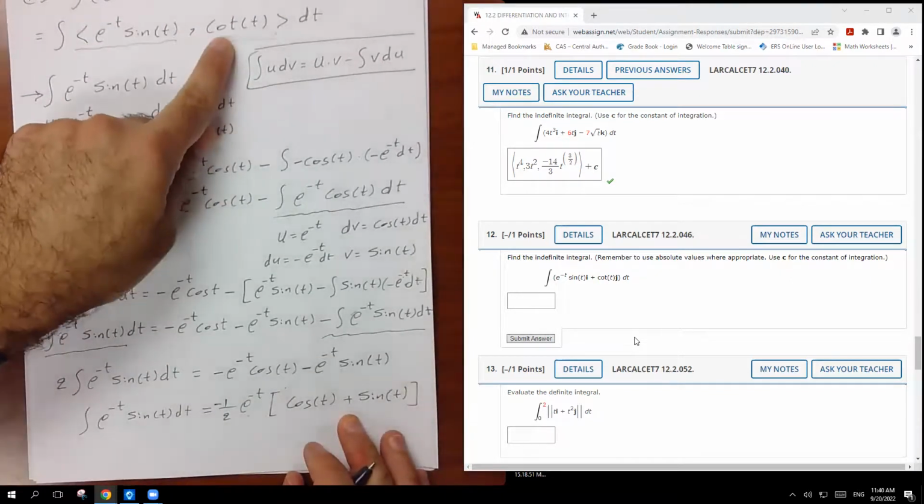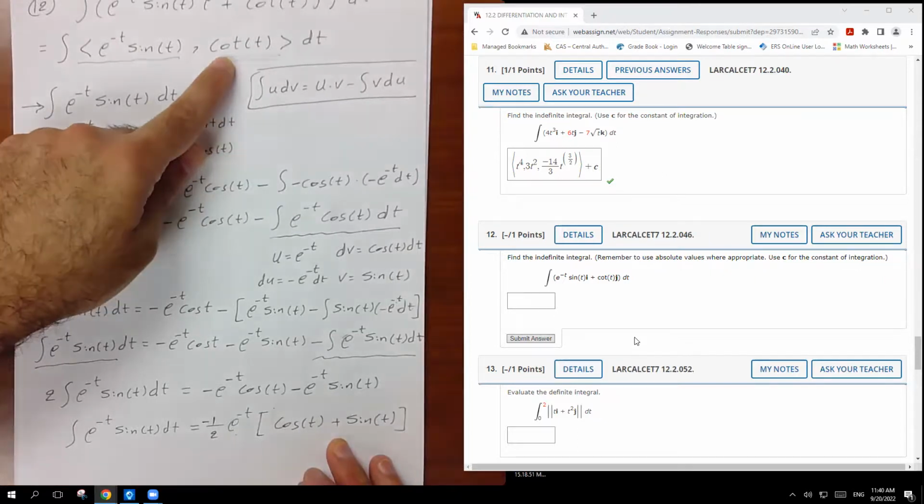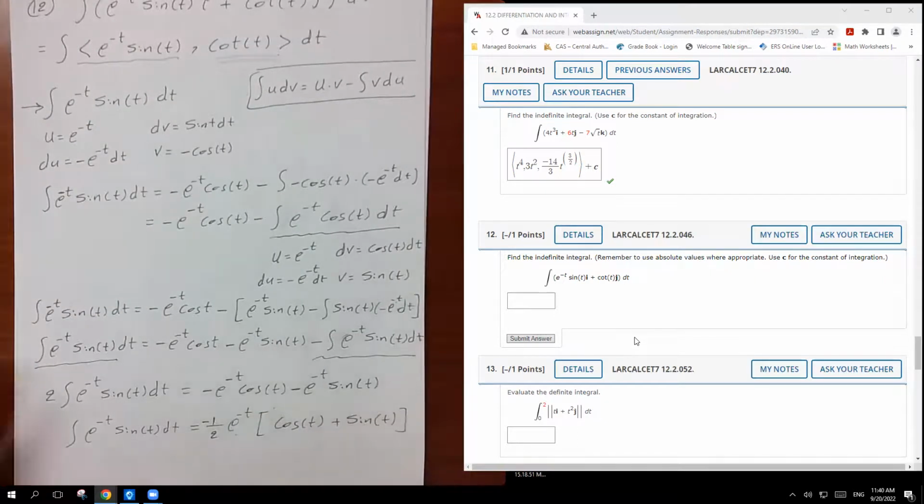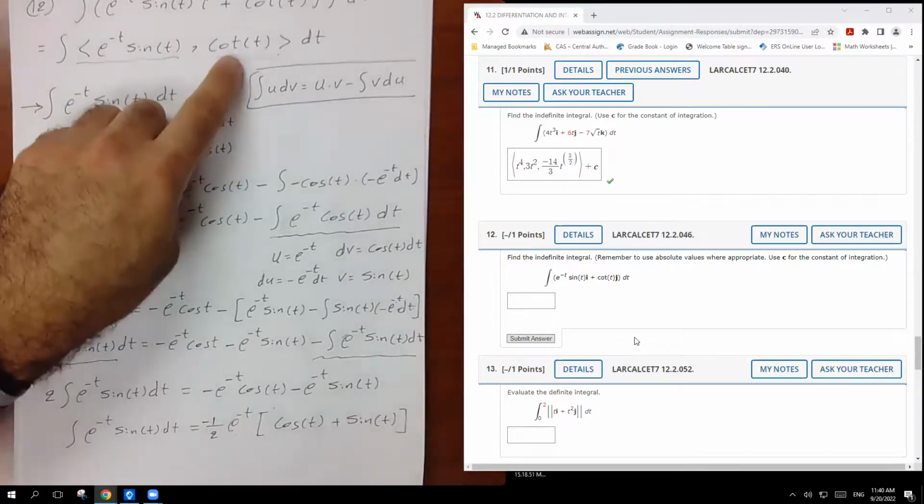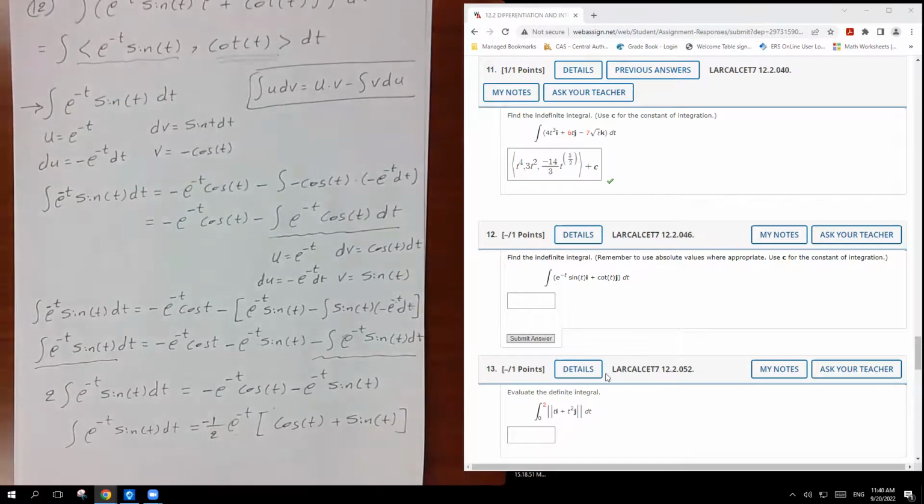How are we going to find the integral for the cotangent? You have to look for that, but you're only going to use integration by parts for this one. I'm not going to solve the second side because you're going to get exactly the same example.